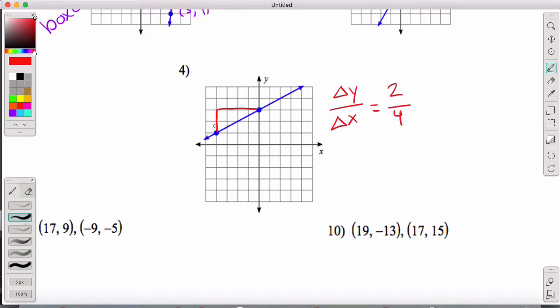You can also tell that this is positive because we're going up to the right. Okay, and we can reduce this down to 1/2. We can see that we have 1/2 in here as well. So if we start at this point and we wanted to find another point, we can go up 1 on the y-axis and then over 2 on the x-axis.